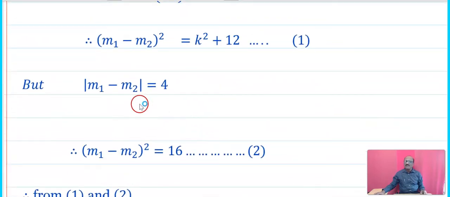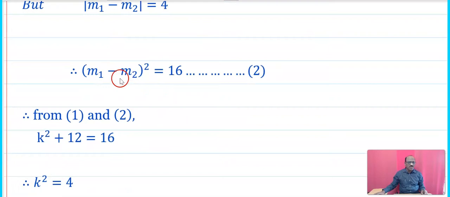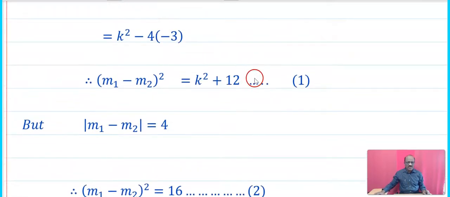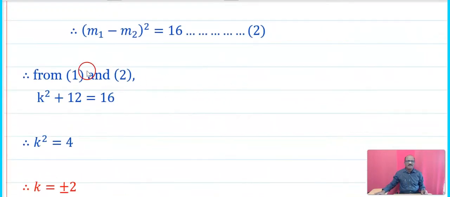We have given that the difference of their slopes is 4. Therefore, the modulus of m1 minus m2 is 4. Squaring on both sides, we get (m1 minus m2) whole square is equal to 16.